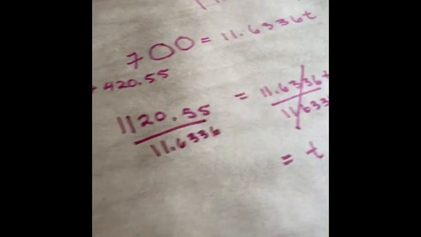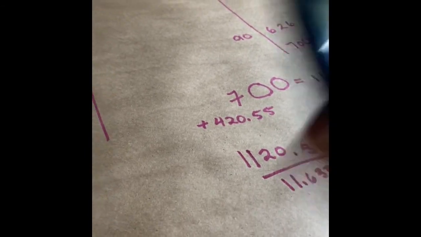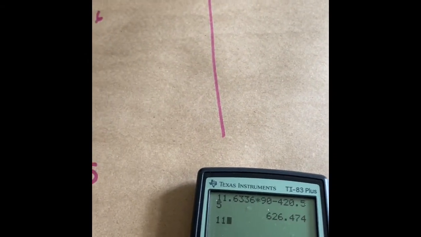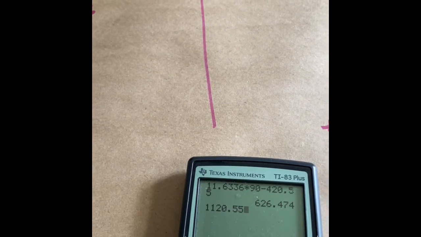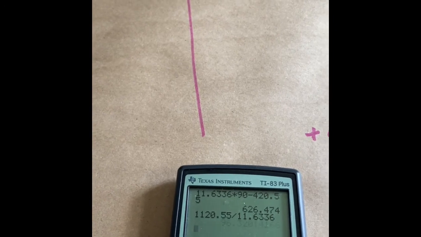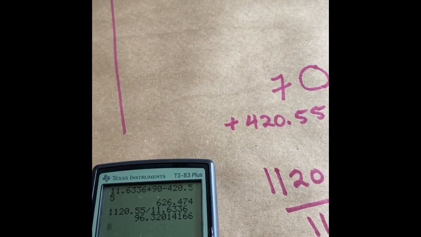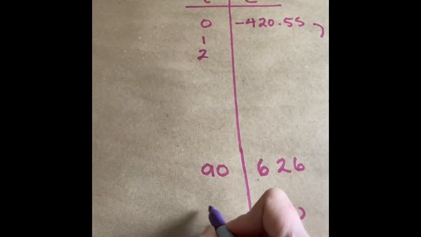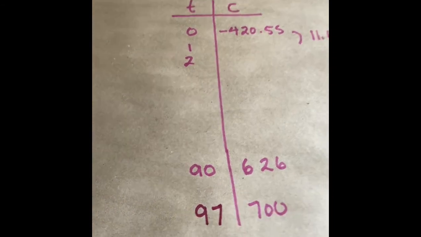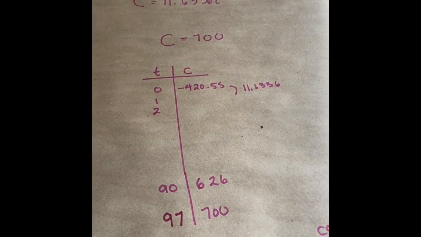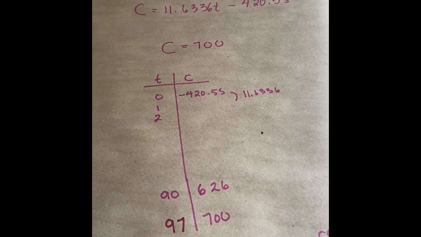Okay, so I'm going to get my calculator here. My pen is rolling. And I have 1120.55 divided by 11.6336 equals 96 degrees. So that means that when the temperature is about 97 degrees Fahrenheit, you should have 700 customers at your ice cream store.